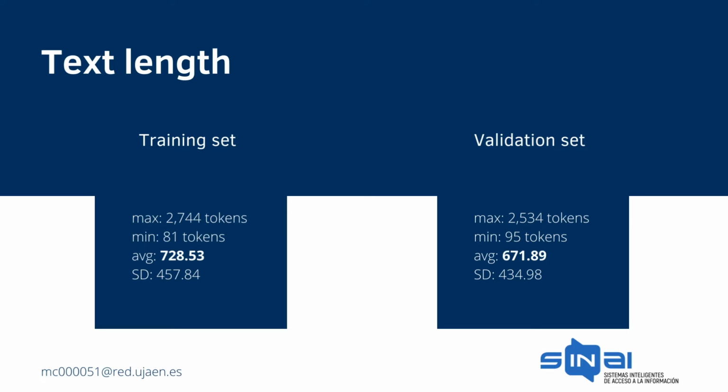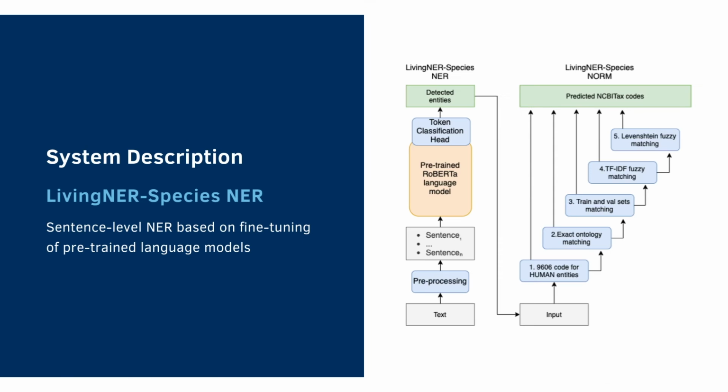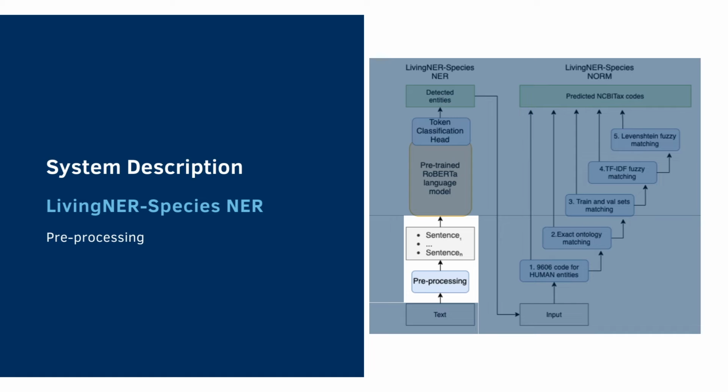As you can see on the slide, the average length of the text in both training and validation set is more than 512 tokens. This fact brought us to develop a sentence-level named entity recognition system based on fine-tuning pre-trained language models. Thus, the preprocessing consisted in splitting the text into sentences with the sentence recognizer from the spaCy processing pipeline.